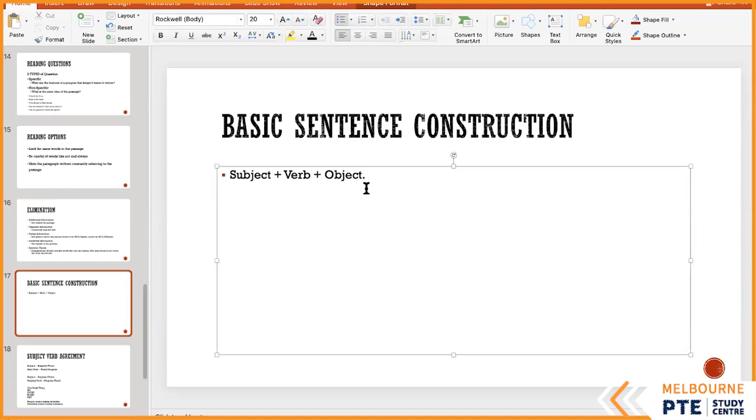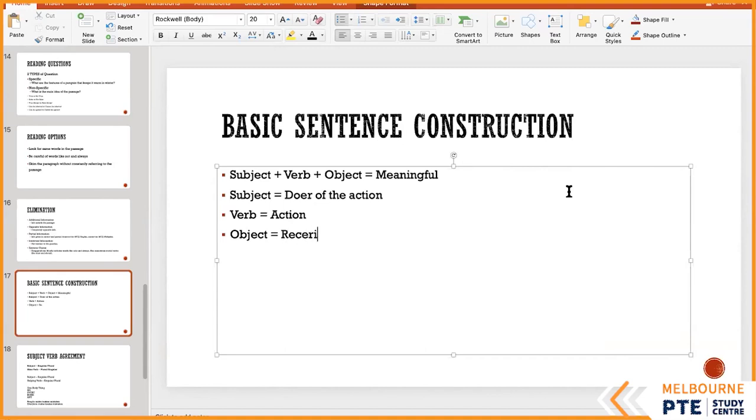It means that in order for your sentence to be meaningful, you need a subject, a verb and object. Now, what is a subject? The doer of the action. What is the verb? The action. What is the object? On which the action is done.